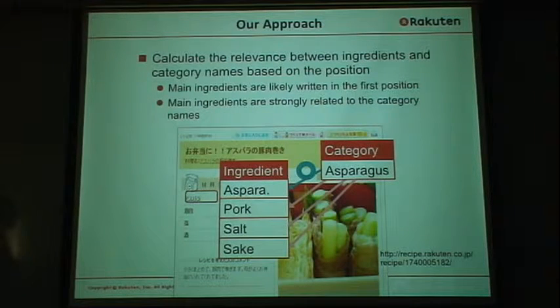We observed that many users naturally input the main ingredient in the first position of the recipe. As a result, in a recipe in the asparagus category, usually asparagus comes in the first position, while other irrelevant ingredients don't come in the first position. So we use the position of the ingredient to find such relationships.